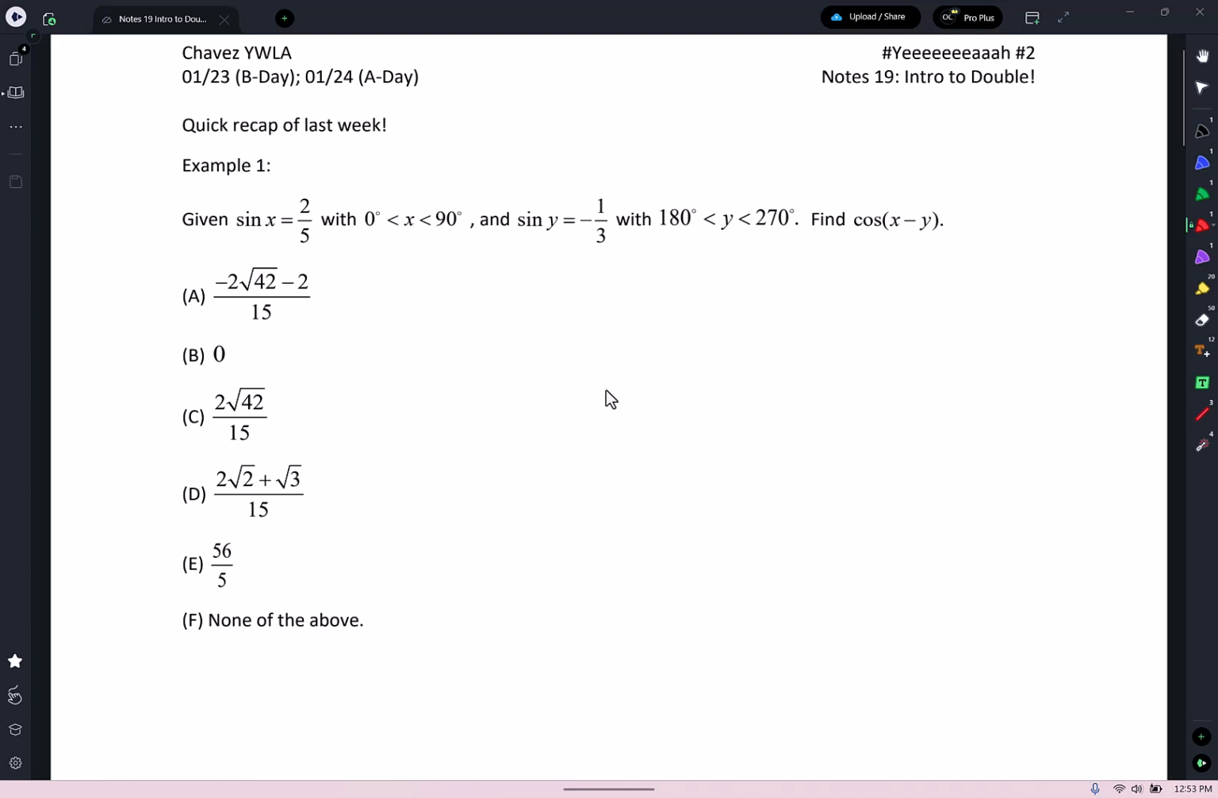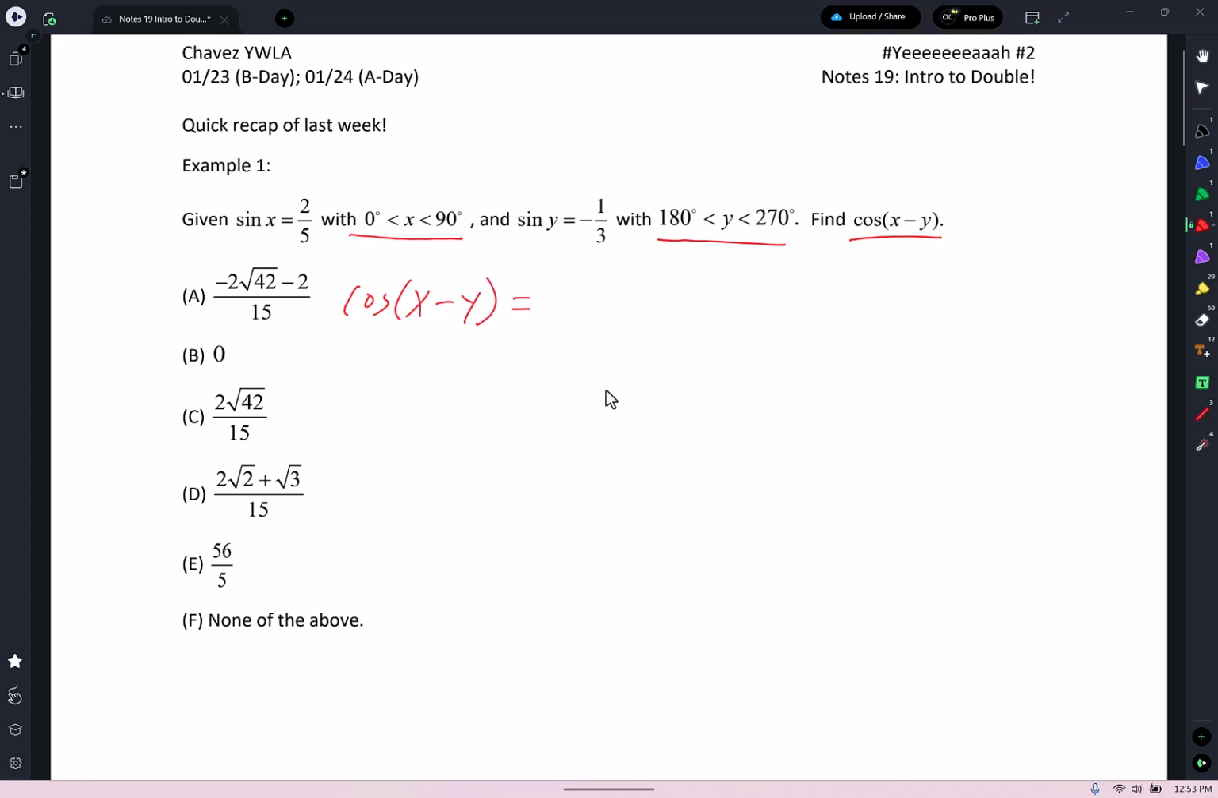All right, so here we go, guys. It says given sine x is 2/5 and the angle x is in quadrant 1, and sine y is negative 1/3 and the angle y is in quadrant 3, find cosine of x minus y. So your first move, you got to know what cosine of x minus y is. If you don't know, then we can't do anything. So I'm going to write cosine of x minus y.